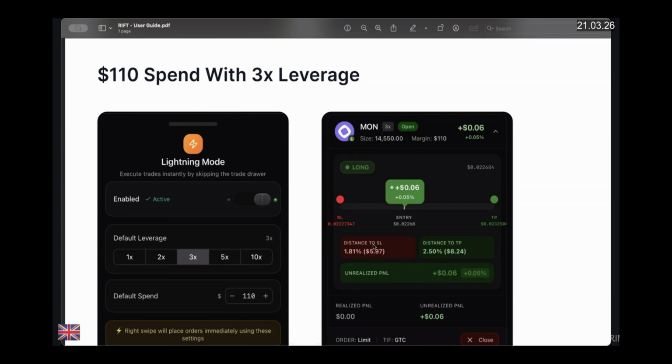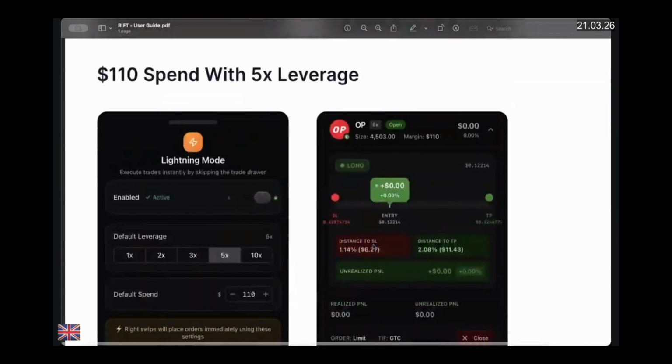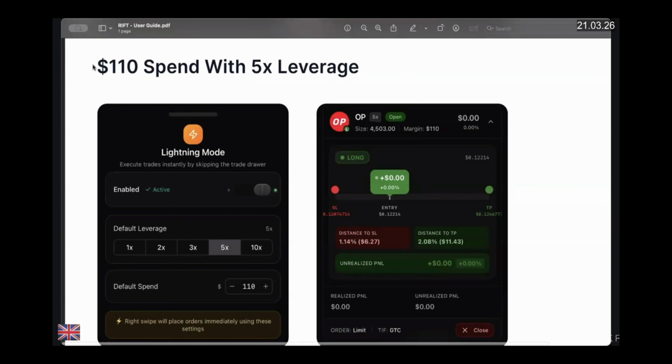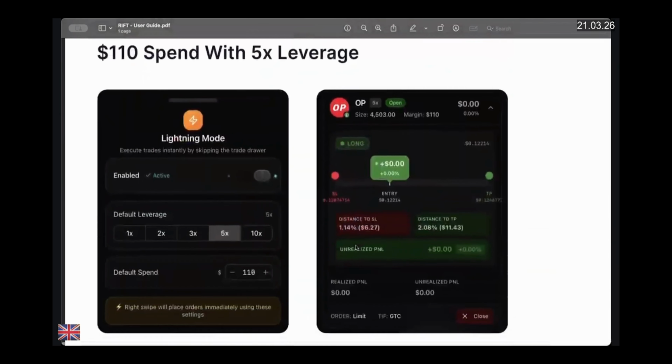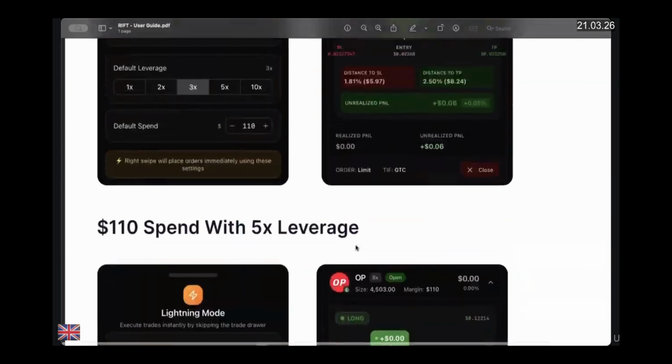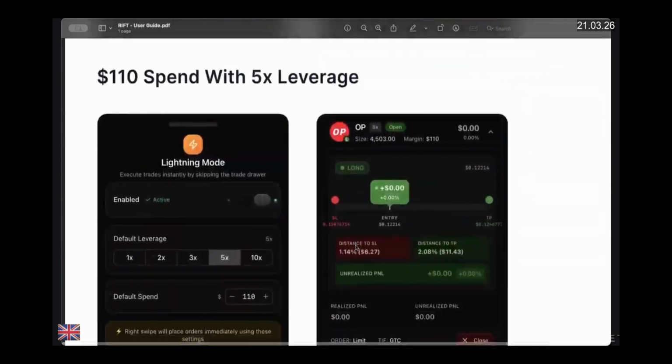So it's not a no-win, no-lose situation, it's a win-win situation on which the intelligence layer sets you. Then is $110 spent with 5x leverage, on which you can see the distance to stop loss remaining almost the same, whereas the profitability changes when the leverage is increased by 5x.